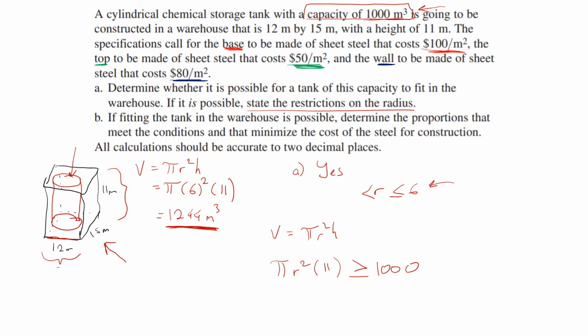So for the radius, now I can find a smaller section. What I'm going to do is divide each side by 11 pi, which I'm going to end up with r squared, and as an answer to 28.94.